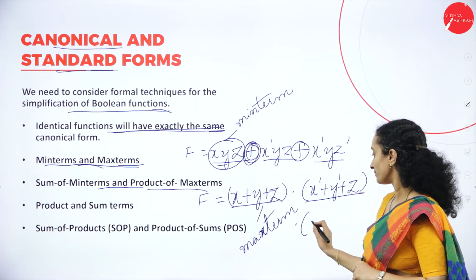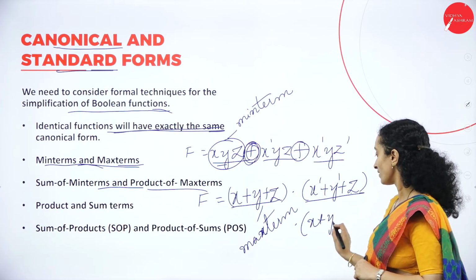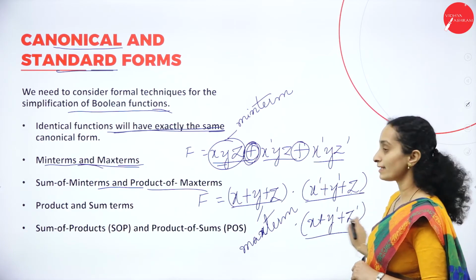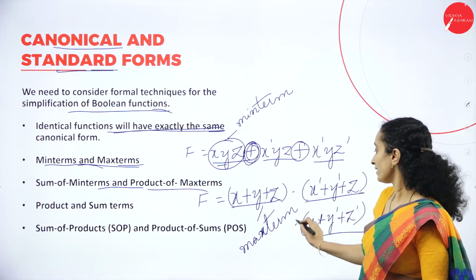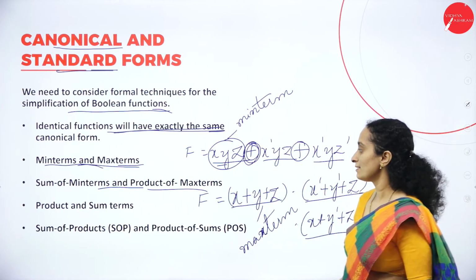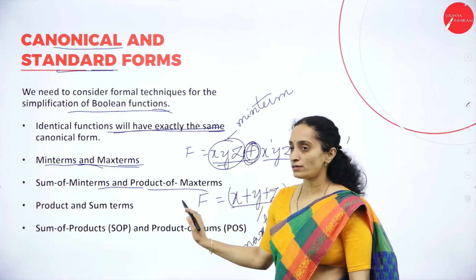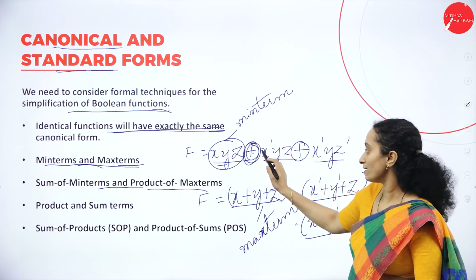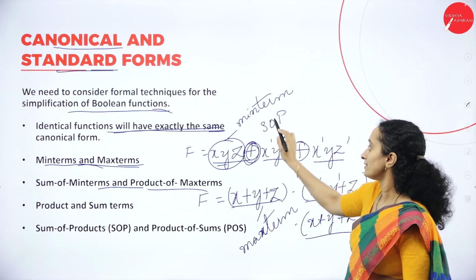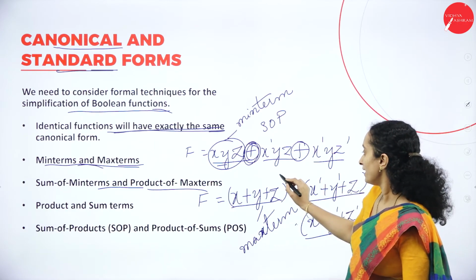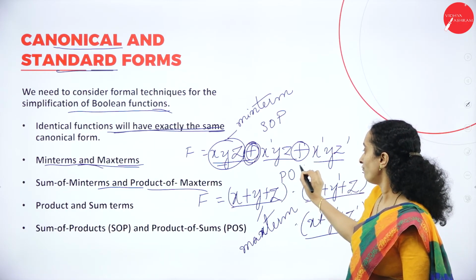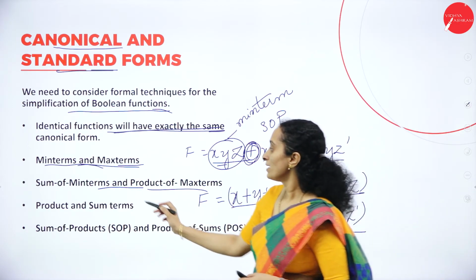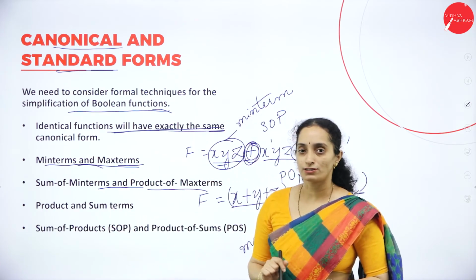Again, if you have another one, x plus y dash plus z dash, this is another max term. Okay. You are making the product of three max terms. This expression is called the product of max terms. Sum of min terms can be called SOP, sum of products, and product of max terms can be termed product of sums.